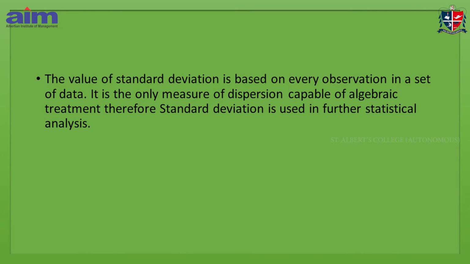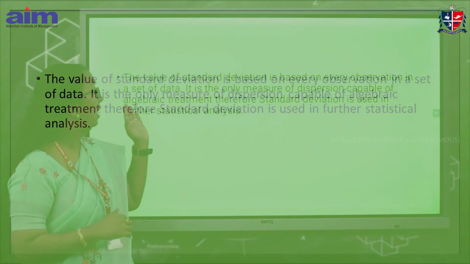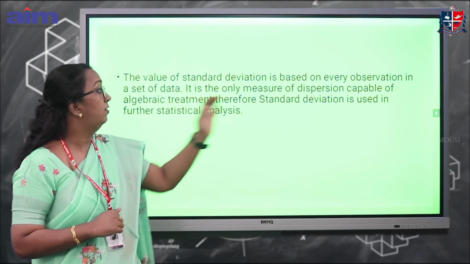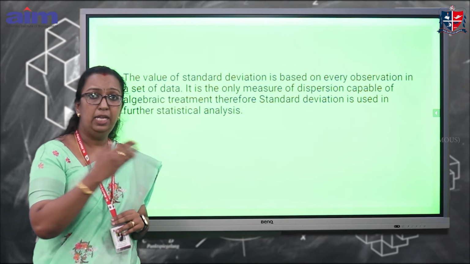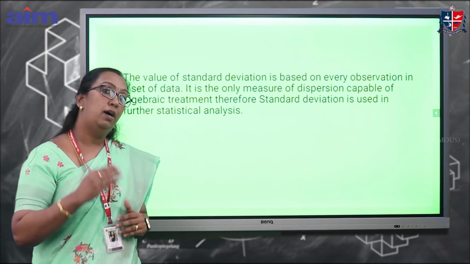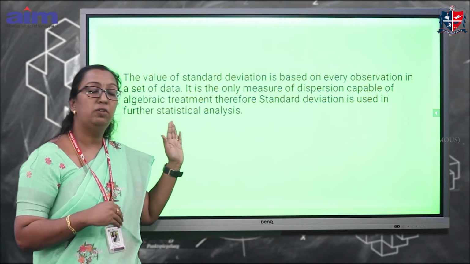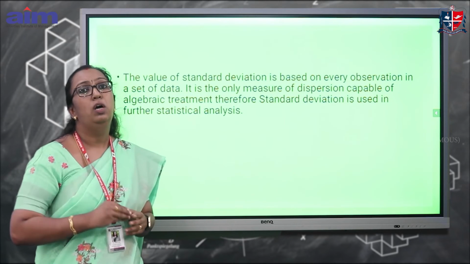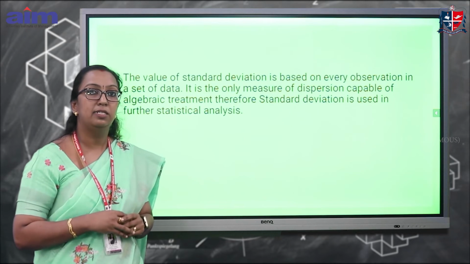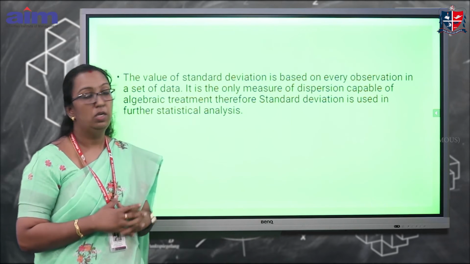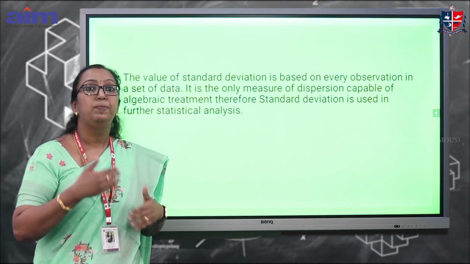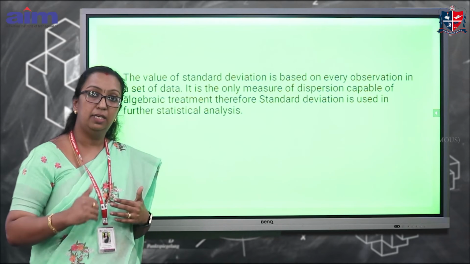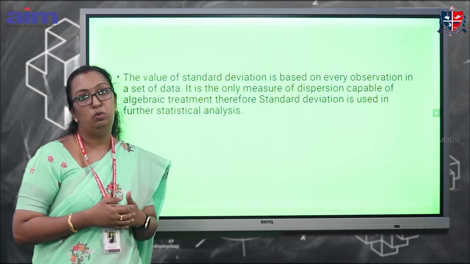The value of standard deviation is based on every observation in the set of data. It is the only measure of dispersion capable of algebraic treatment. Therefore, standard deviation is used in further statistical analysis. As I told you earlier, if you take any other statistical measures, you can understand that most of them use standard deviation. Very few further statistical analyses use variance as one of their measures. So this gives you a correct picture about the variability inside the data, and based on that you can actually do further tests.